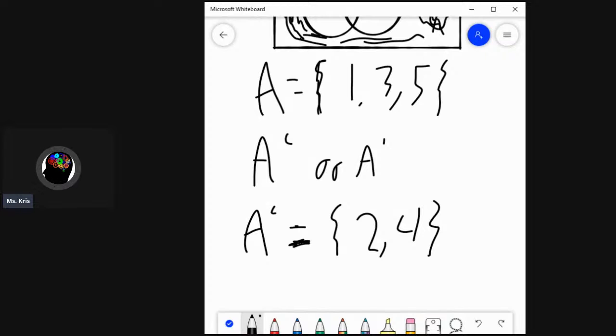Any questions on this set? Complement set, universal set. Any questions?